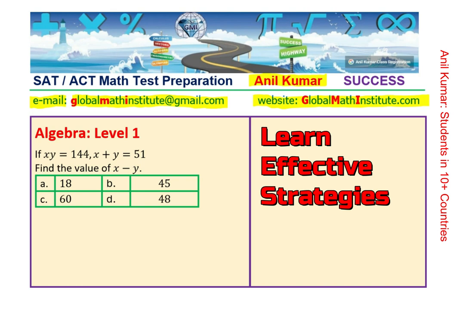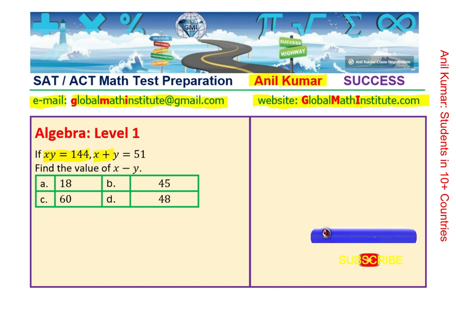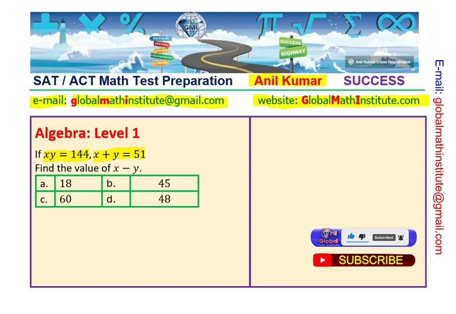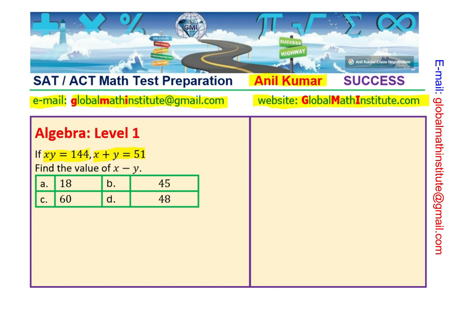in few seconds. Let's take the very first one, which is the product of two numbers x and y is 144 and their sum is 51. Find the value of x minus y. So, how can we do it? Well, you could follow algebraic strategies to do it. However, that's going to take very long time.